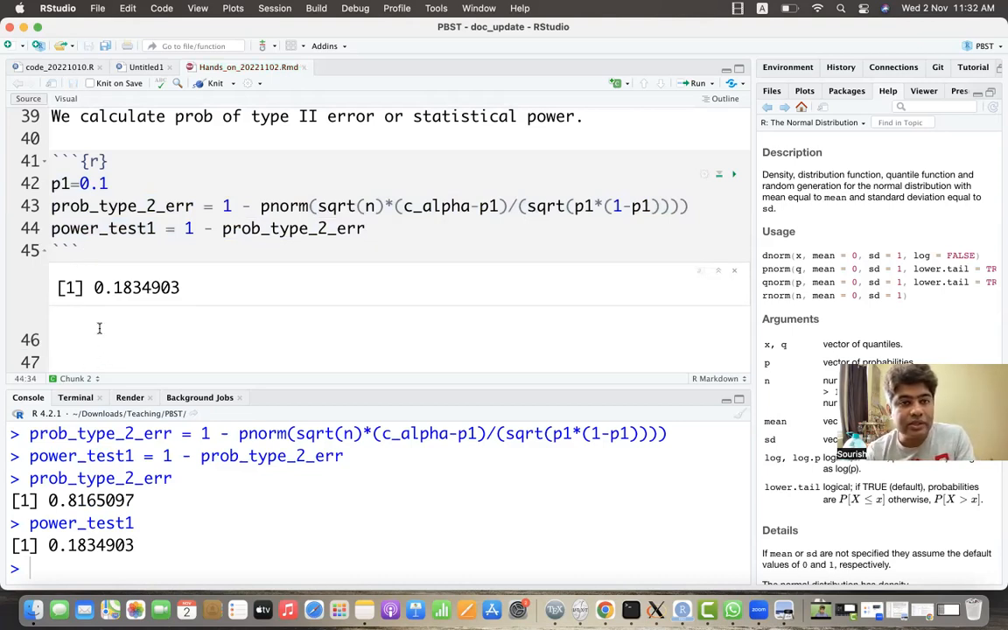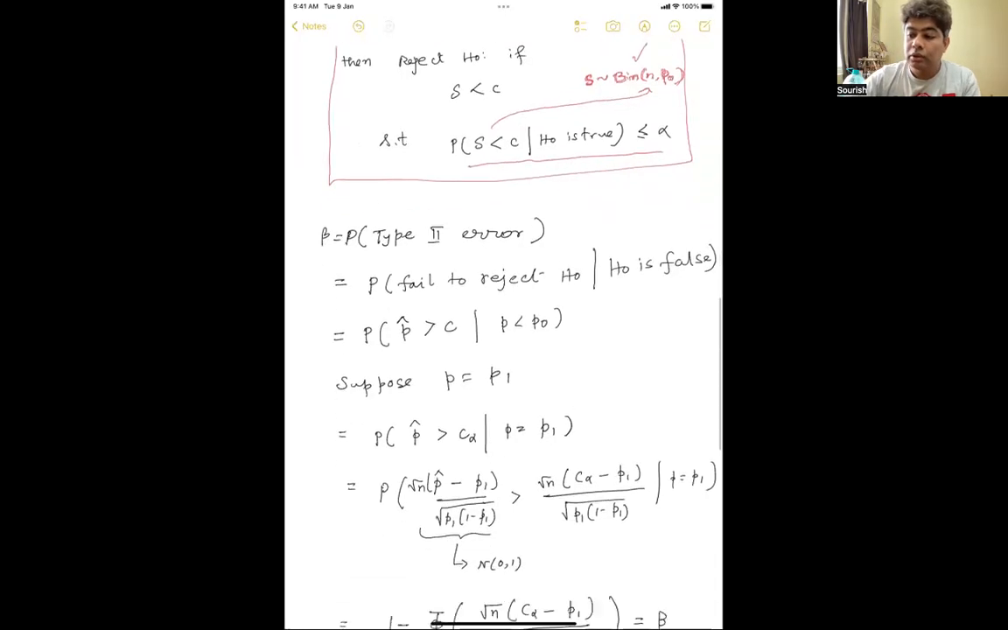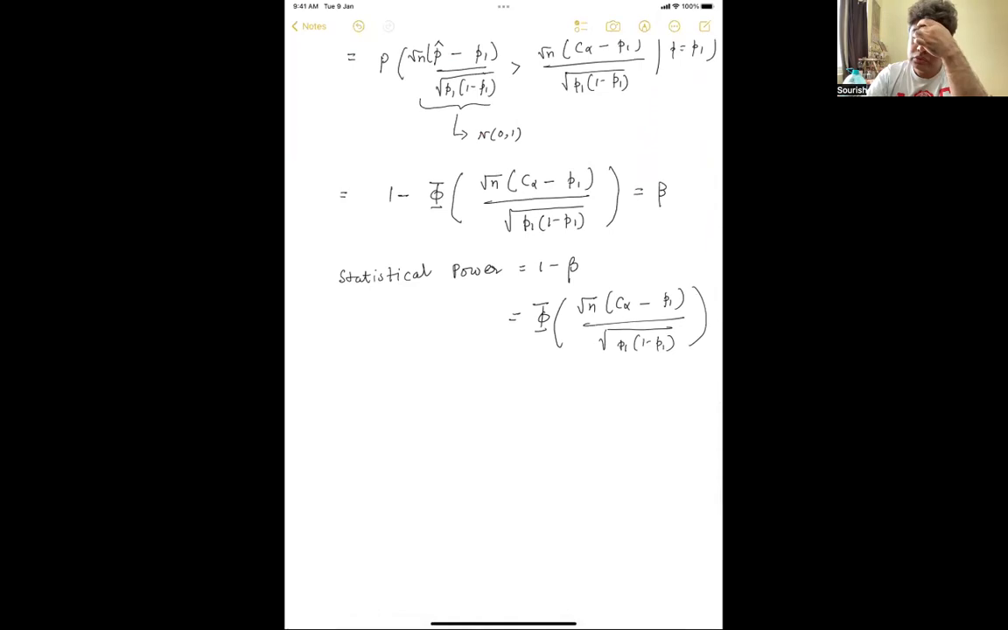Now the question is, okay, fine. What about test 2, which is based on the binomial proportion? So let us try to find the power of test 2. Power of test 2 is the probability of... that is what we are looking for. How can we calculate this?